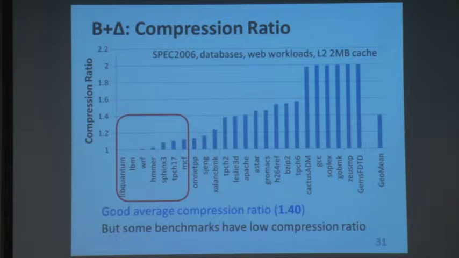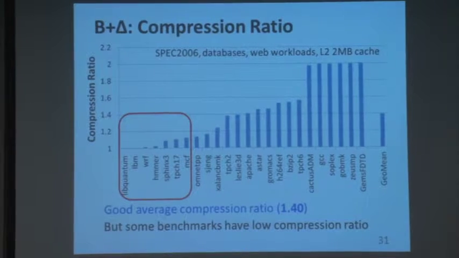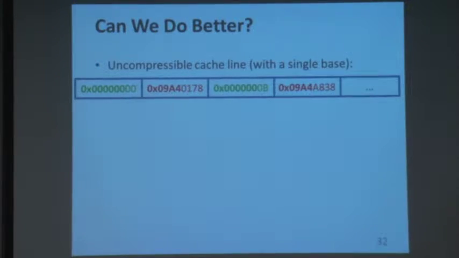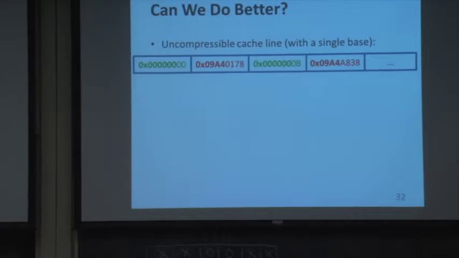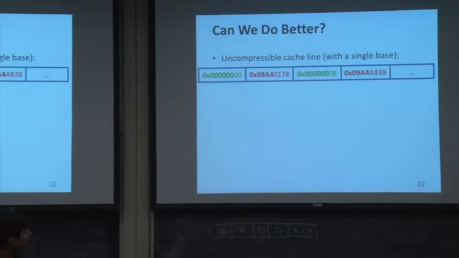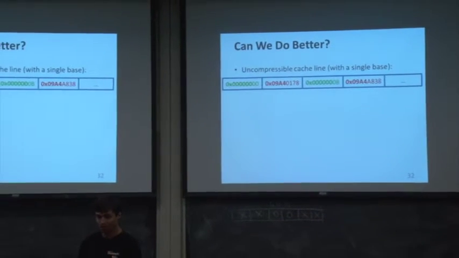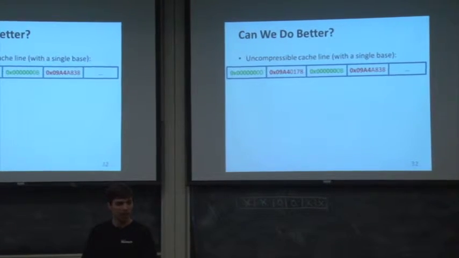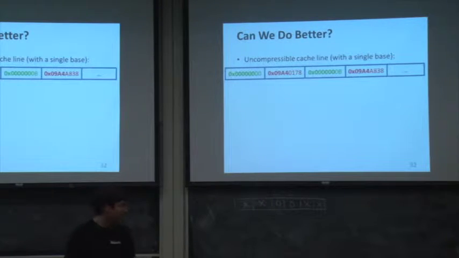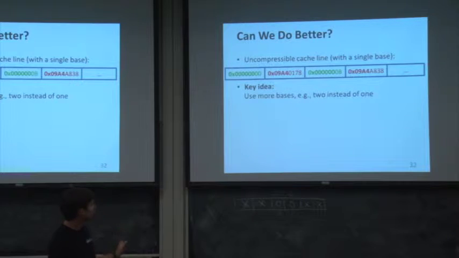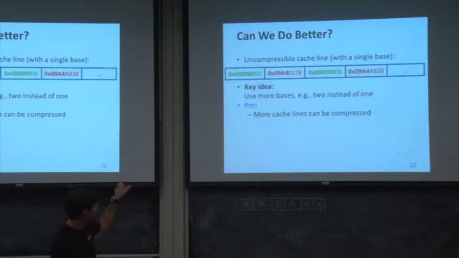So when I was doing this research, I would say, okay, why does this application not work for them? And we looked into them, and let's take one example. I take one of the bad applications, MCF, and I look into the cache lines there. And what I found is, well, there is still a lot of potential for compressibility there, but it just turns out that data of different types is mixed in the same cache line. So very simple idea: let's use more bases now. Let's try to somehow dynamically figure out which data corresponds to which base and compress them separately.